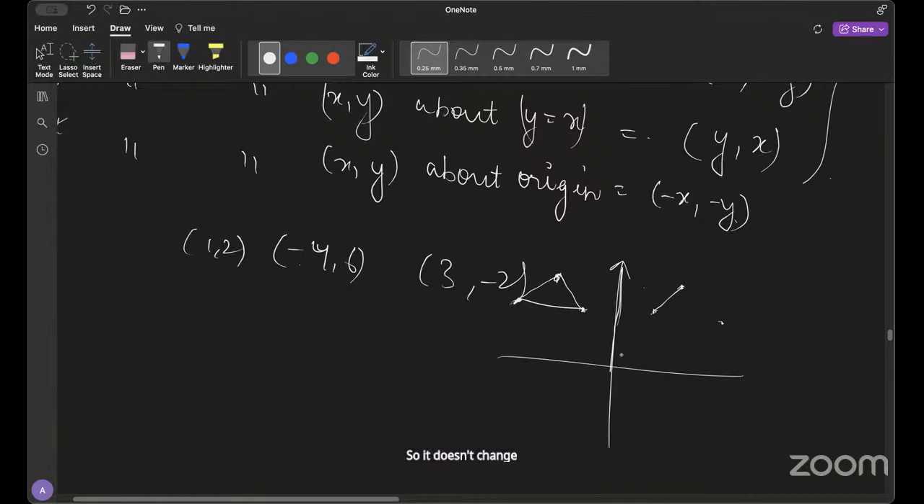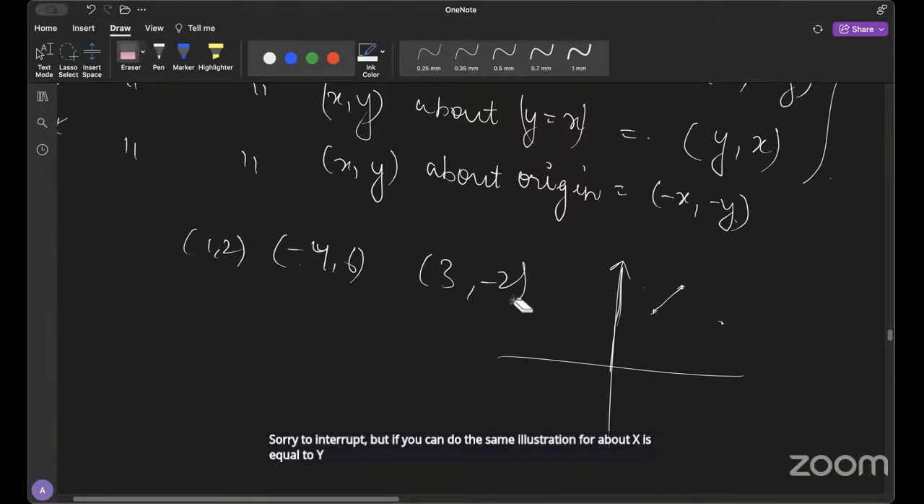Sorry to interrupt, but if you can do the same illustration for about y equals x and about the origin, how that will look.